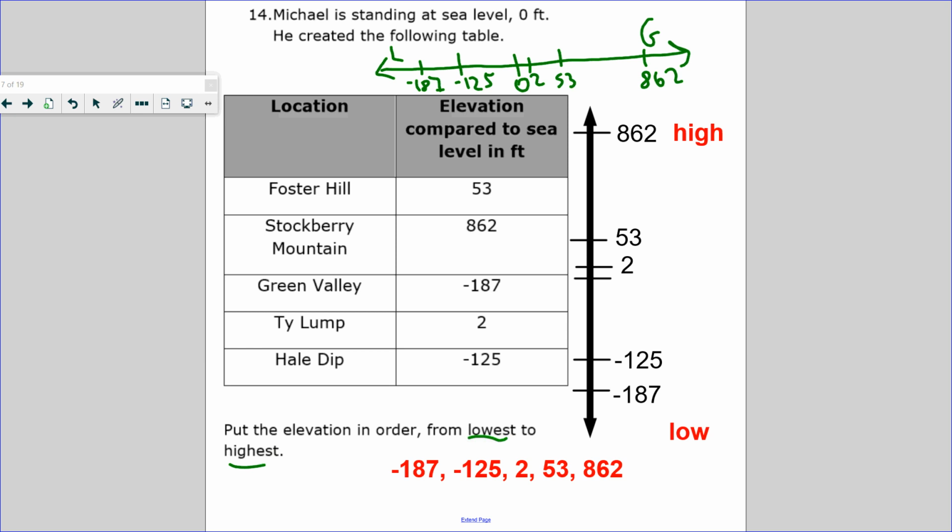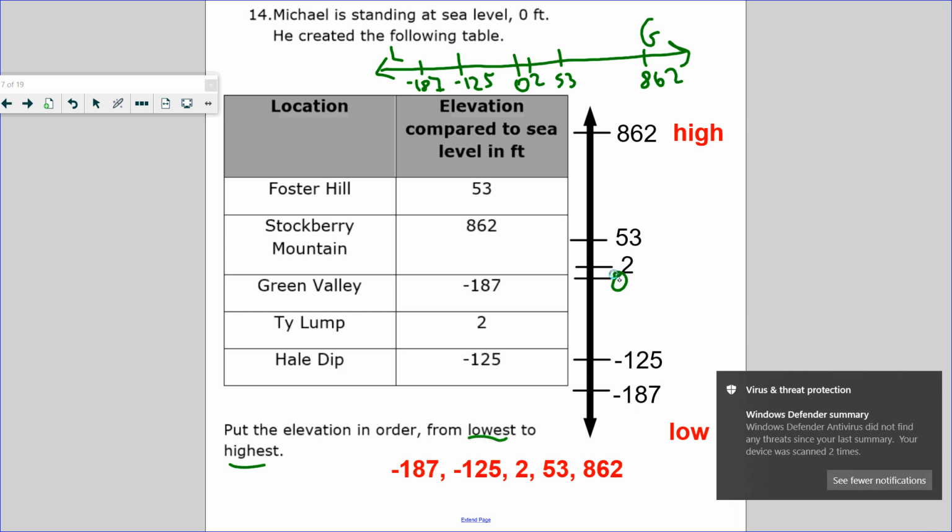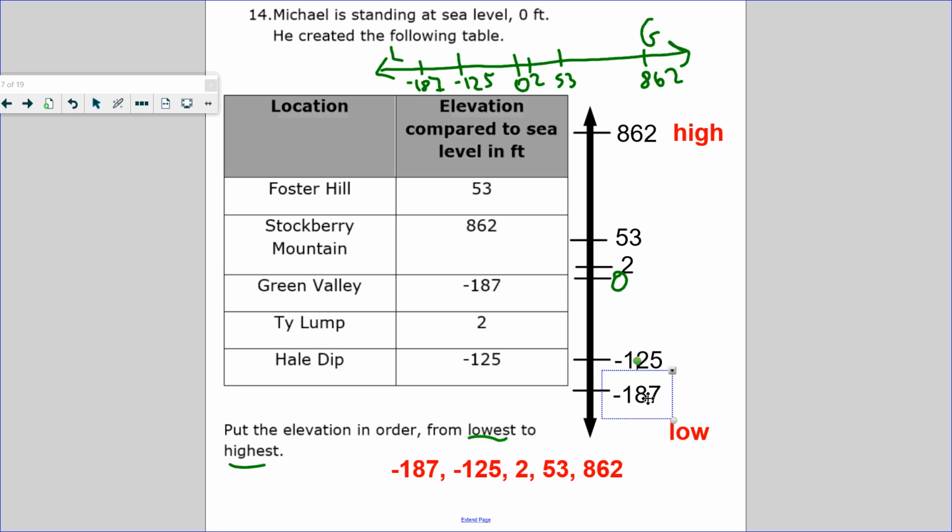All right, so what if you decided to do it as a vertical number line, like this way? Same thing. This is 0 right here. So the highest would be on the top, the lowest is on the bottom. So same thing. And is that our last question?